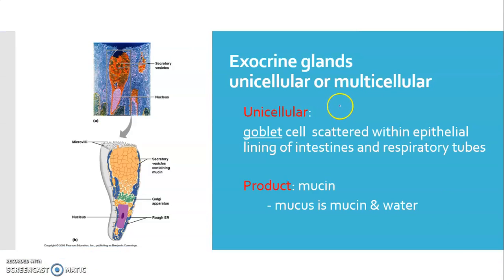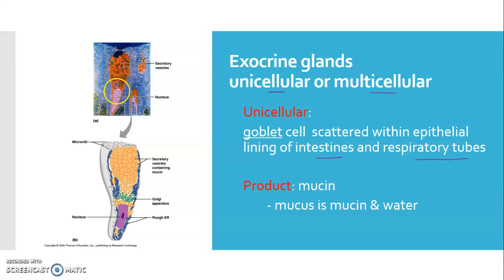For the exocrine glands, they can be divided into unicellular, okay, and then multicellular. Looking at the unicellular, why is it unicellular? It consists of goblet cells that are scattered within the epithelial lining around the intestine and also at the respiratory tubes. Okay, look at here. Why is the name goblet? Because the shape is like a goblet, and for example, this is the nucleus. This is one cell of the epithelium cell, and this is the nucleus.